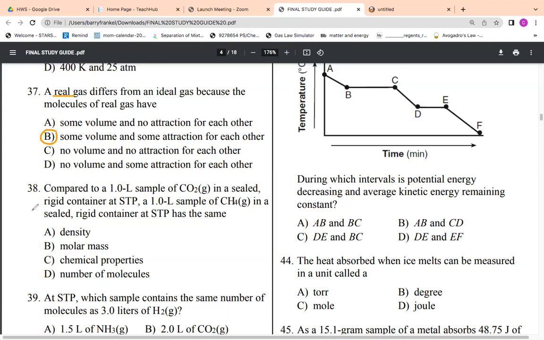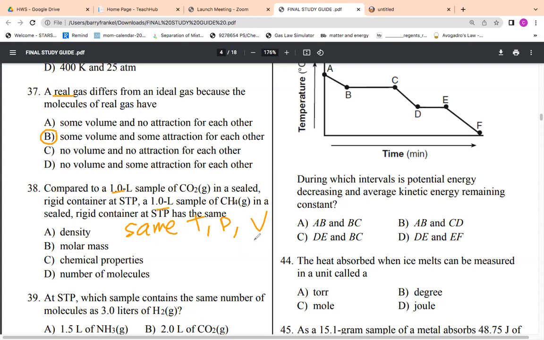Okay, so this is exactly what I was talking about in that other question. Compared to a 1 liter sample of carbon dioxide in a sealed rigid container at STP, a 1 liter sample of methane in a sealed rigid container at STP has the same, so they're at the same temperature, pressure, and they're both 1 liter, so that's volume. They are going to have the same number of molecules.